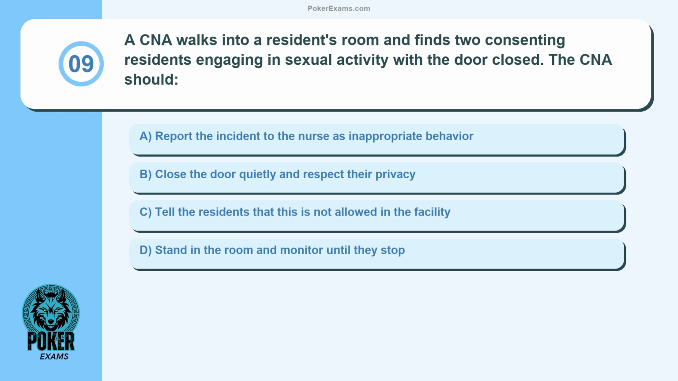Question 9. A CNA walks into a resident's room and finds two consenting residents engaging in sexual activity with the door closed. The CNA should report the incident to the nurse as inappropriate behavior. Close the door quietly and respect their privacy. Tell the residents that this is not allowed in the facility. Stand in the room and monitor until they stop.